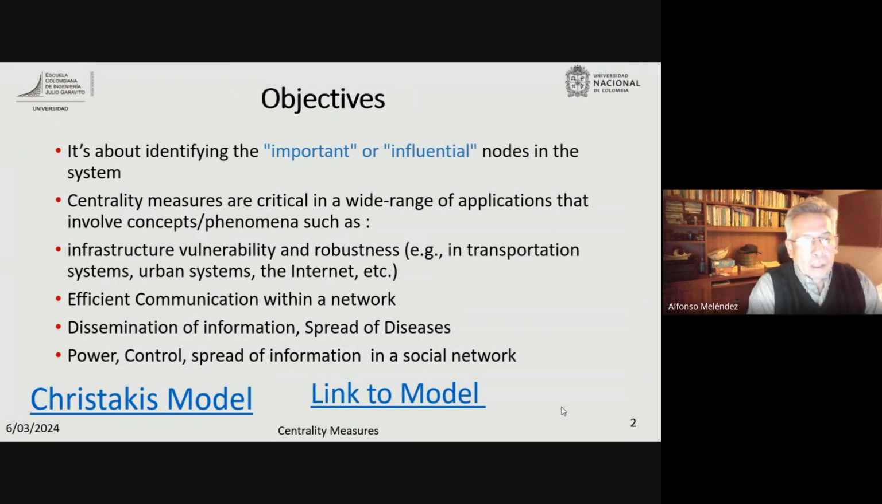Objectives: it's about identifying the important or influential nodes in a, here's a mistake, not in the system, but in the network. Centrality measures are critical in a wide range of applications that involve phenomena such as vulnerability, robustness in transportation systems, the internet, urban systems, efficient communication within a network. What nodes are important when you need efficient communication in a network? Dissemination of information, the spread of diseases. In social networks, the notion of power, of control, is very important. The spread of information in social networks, these are applications of centrality measures of a network.